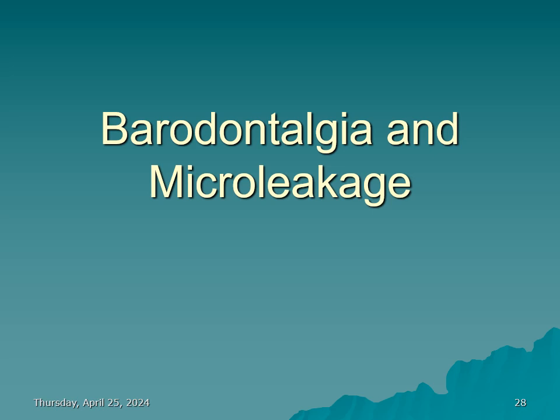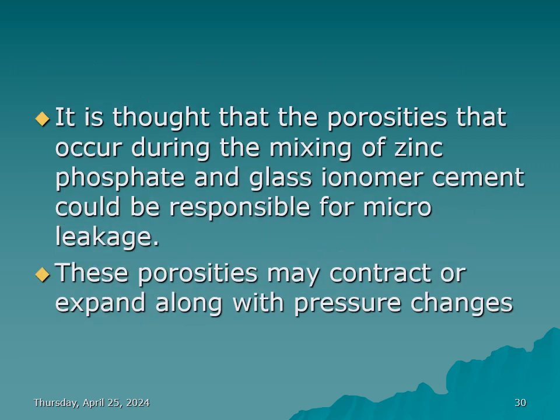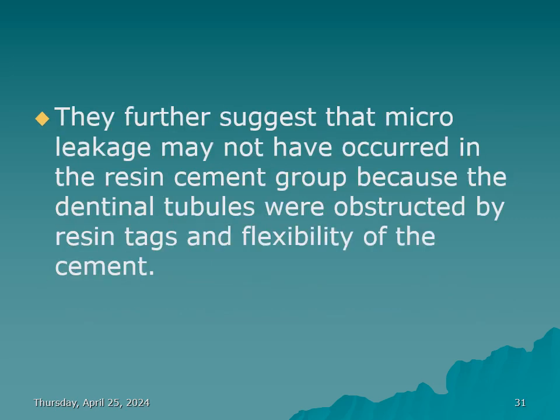Barodontalgia and microleakage. Lyons and co-workers compared types of cements and their role in barodontalgia. The results showed that microleakage was greater in cast crowns that were luted with zinc phosphate, followed by glass ionomer cement, and least was observed in resin cement. It is thought that porosities that occur during mixing of zinc phosphate and glass ionomer cement could be responsible for microleakage. These porosities may contract or expand along with pressure changes. They further suggest that microleakage may not have occurred in the resin cement because the dentinal tubules were obstructed by the syntax and flexibility of the resin.